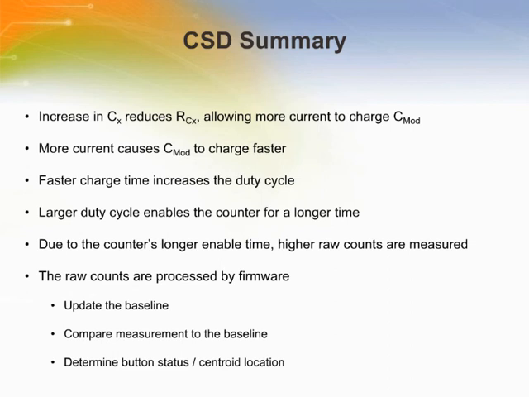The raw counts are processed by firmware. Just like in CSA, we update the dynamic baseline and then compare the processed data to the baseline. This comparison determines the status of a button, or in the case of a slider or touchpad, the location of the centroid.